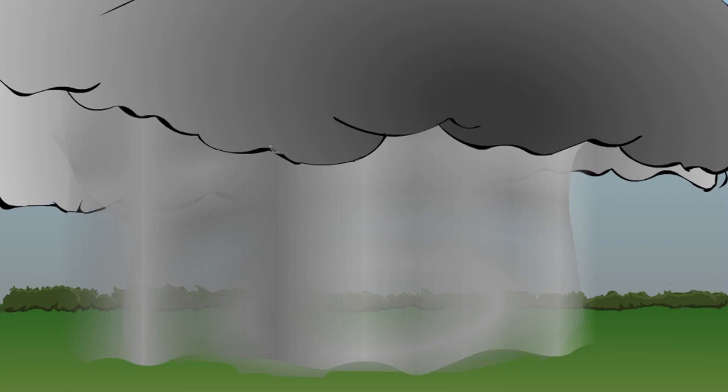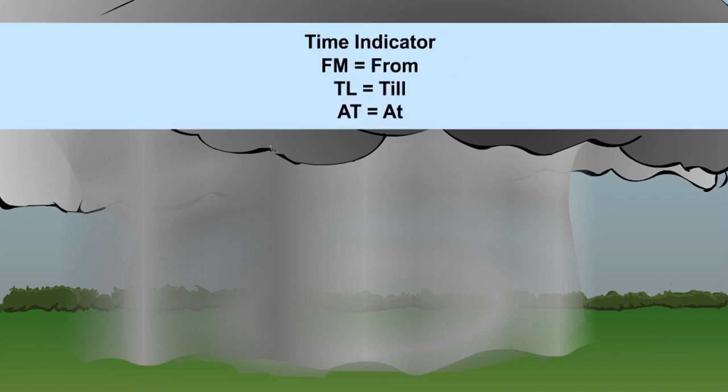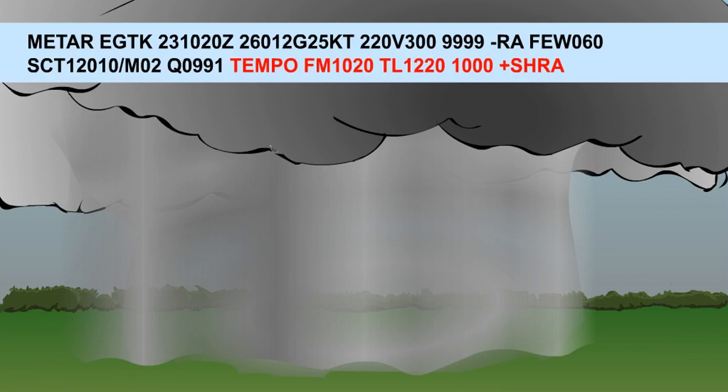The change can be indicated either as becoming or temporarily. These may be followed by a time period in hours and minutes. However, these time periods may be preceded by from, till, or at. Let's look at an example. This trend is suggesting that temporarily from 10:20 Zulu to 12:20 Zulu, the visibility will reduce to 1,000 meters in heavy showers of rain. If there is no change forecast, then the word NOSIG is used to imply no significant change is expected in the next 2 hours.